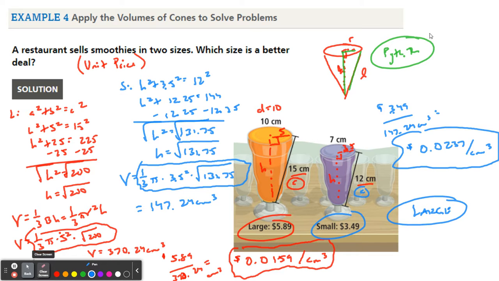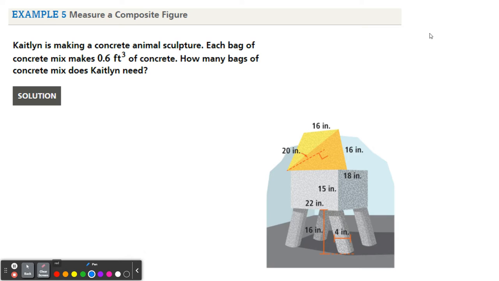All right, very good. And then, last but not least, is example 5. So we have a composite figure. So this word composite here means made up of different shapes, right? Multiple different shapes. So it says Caitlin is making a concrete animal sculpture. Each bag of concrete mix makes 0.6 feet cubed of concrete. How many bags of concrete mix does she need?